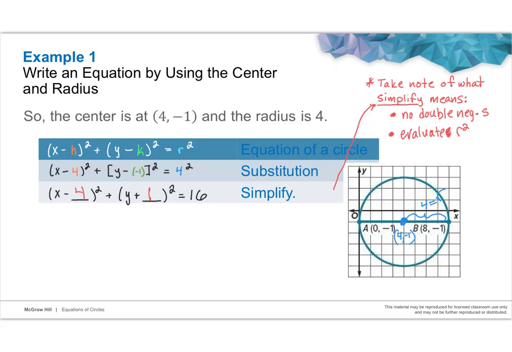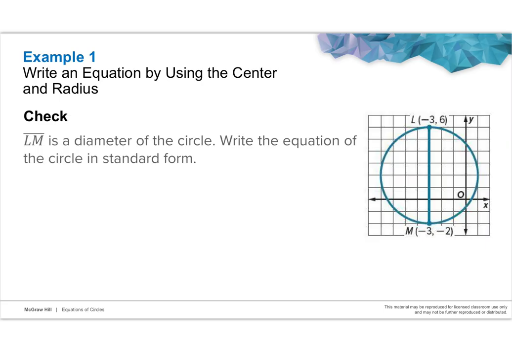So this is how we are going to write our standard form of the equation of the circle once we find its center and radius. Take a pause in the video and see if you can do the same here with this example. Notice that the diameter is running vertically this time, but it should be the same process.